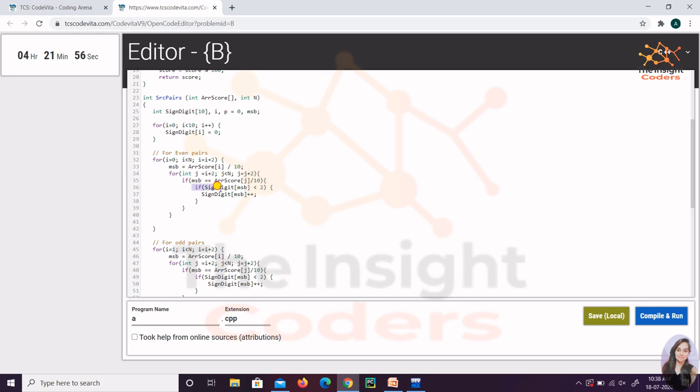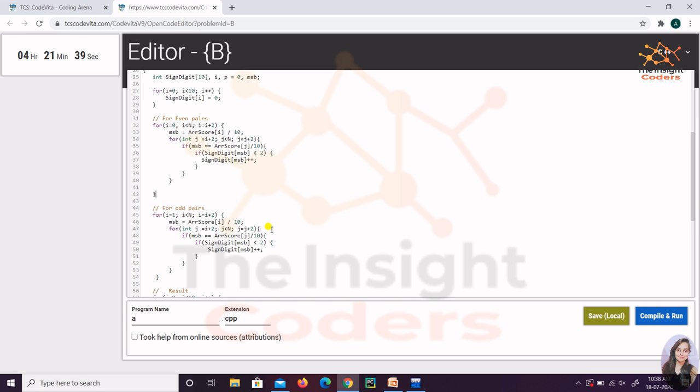If the sign bit is not less than 2. Now students mostly ask why less than, why not less than equals to? Because here I am using plus plus, that means post increment, and each time it will increment as well. So need not take it equals to. Okay. The same thing is being repeated once again for odd pairs. What is the difference? Here I am starting from 1. That means 1, 3, 5, 7 and so on. Otherwise, everything is the same.